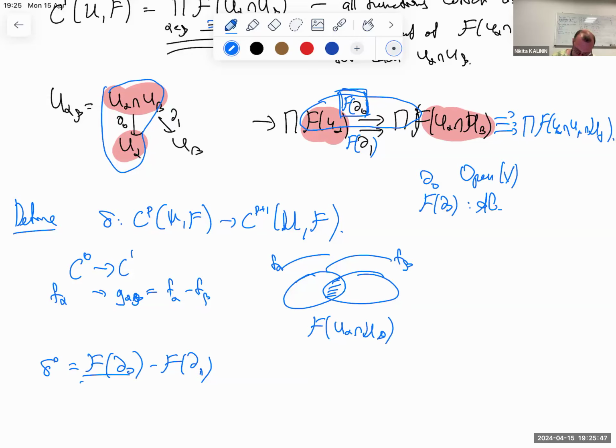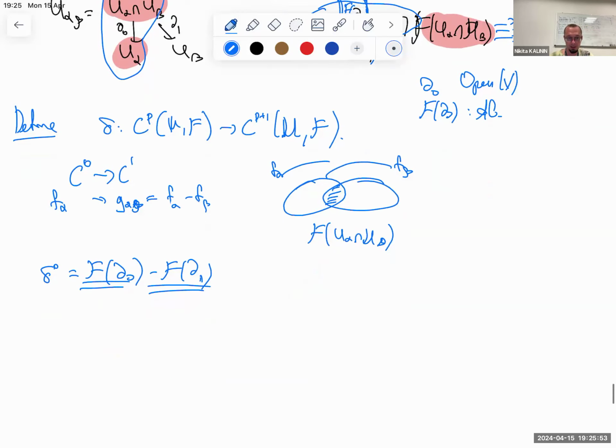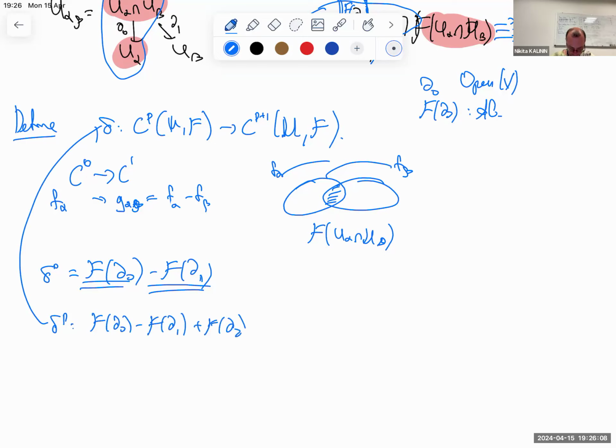Okay, yeah, so then it's better to write it like that. In degree 0, that's defined like that, but in degree n, it's just the same. So you say that delta pi here is defined as f delta 0 minus f delta 1 plus f delta 2, and so on, plus minus 1 to the power p plus 1 f delta p plus 1.